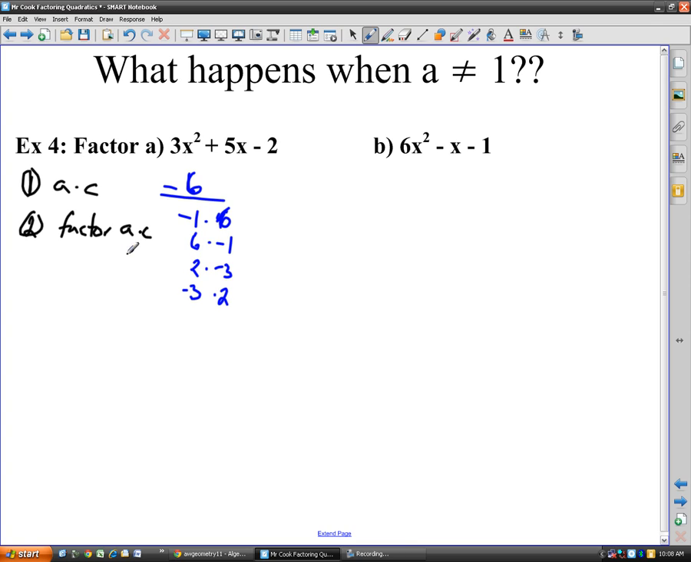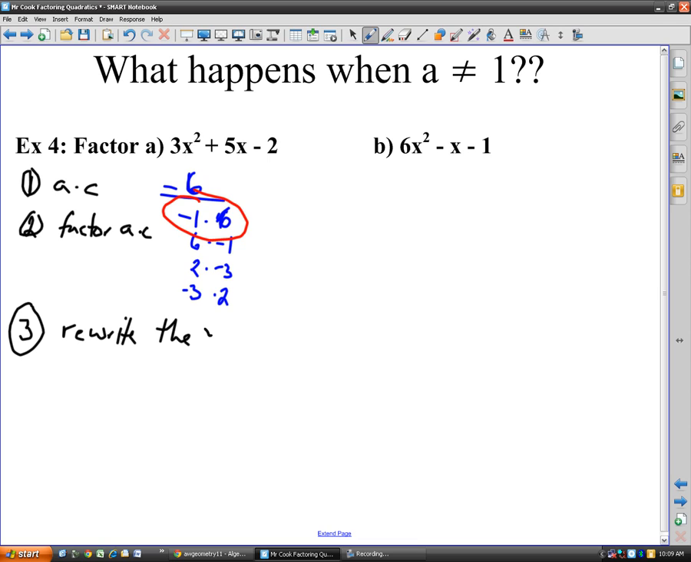Well, that would have been the first one that I had up here, because negative 1 and positive 6 will always get me positive 5. So now what I do is step 3, rewrite the middle term. The middle term, b, which in this case was 5x.